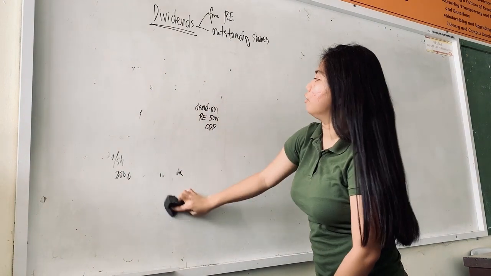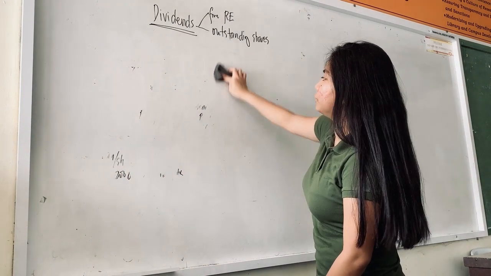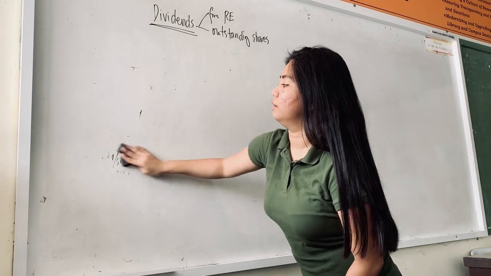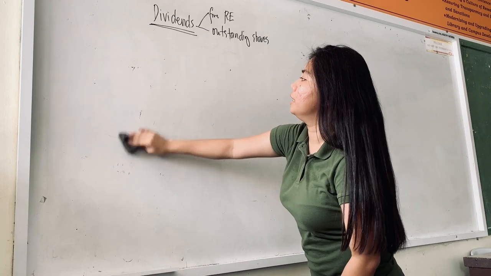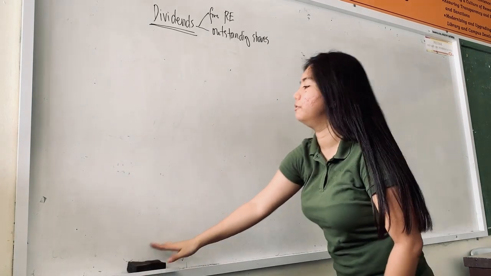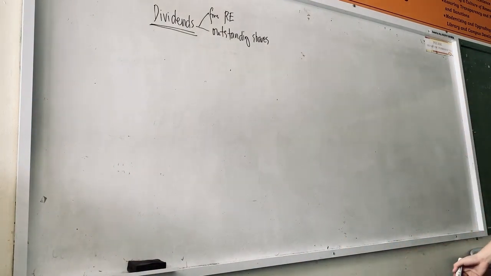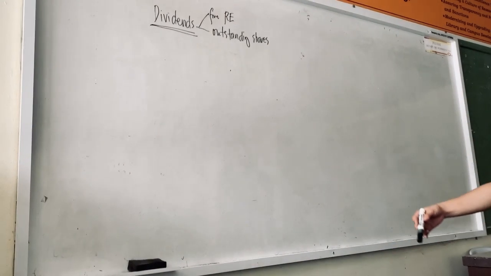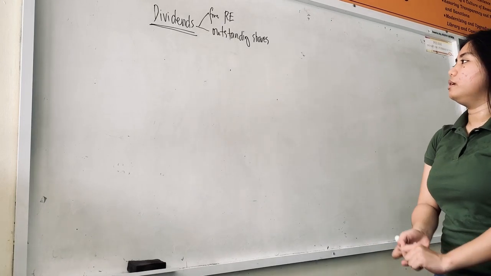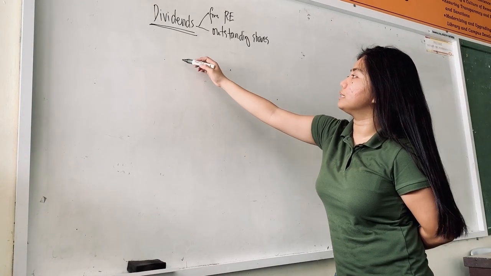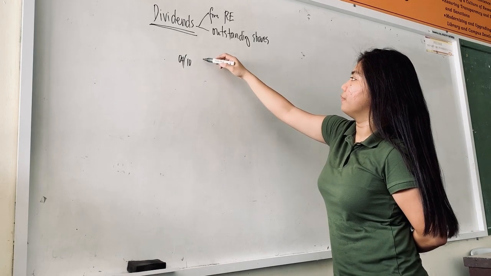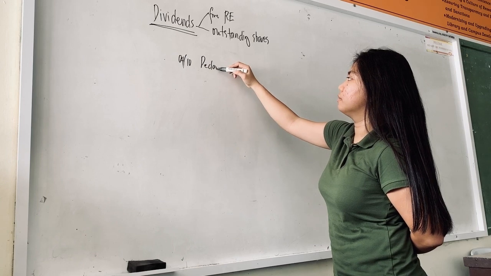Okay. So, kailan na-establish ang right to receive dividends? Okay, as of the date of declaration. And on the date of record, you determine who shall receive those dividends. And on the date of payment, the dividends will be paid to the rightful owners. Okay? So, gawa lang tayo ng sample. So, declared.